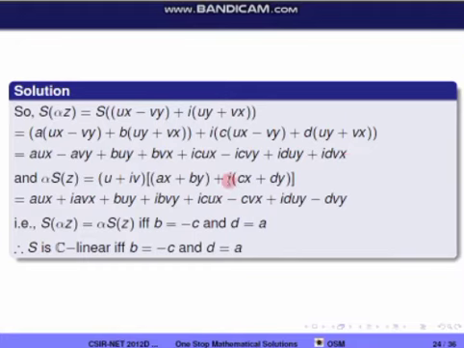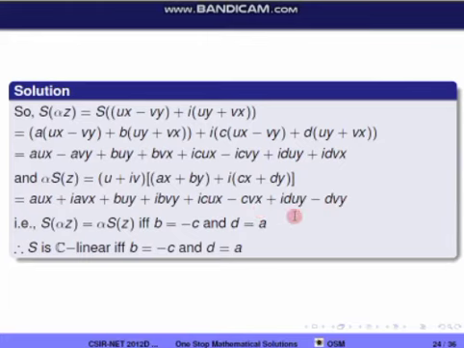So now find alpha S of z. S of x plus iy is ax plus by plus i into cx plus dy. Substitute that. So this is equal to u plus iv into ax plus by plus i into cx plus dy. So when we multiply and simplify, we are getting this is equal to aux plus iavx plus buy plus ibvy plus icux minus cvx plus iduy minus dvy.